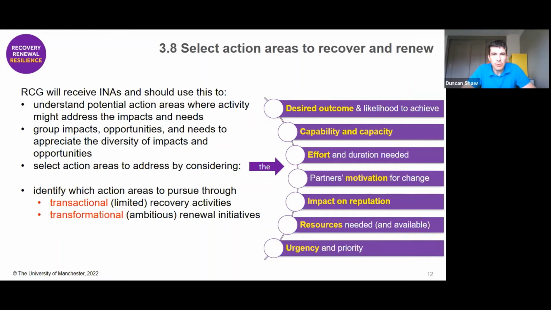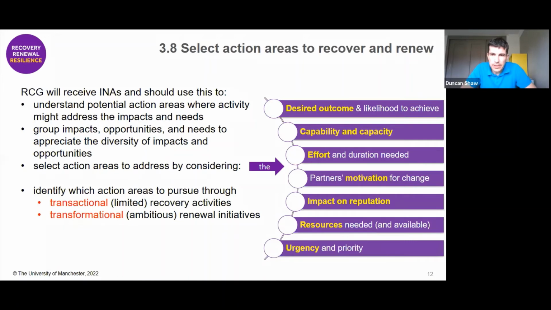And now is the time that we can start to identify, well, what might be dealt with in a transactional way, but what needs transformation, much more ambitious renewal initiatives. So it's about selecting action areas to address. And in selecting these action areas, it's about identifying, well, what is the outcome? What is it that we want to achieve by addressing this area? And how likely are we going to be able to achieve that?